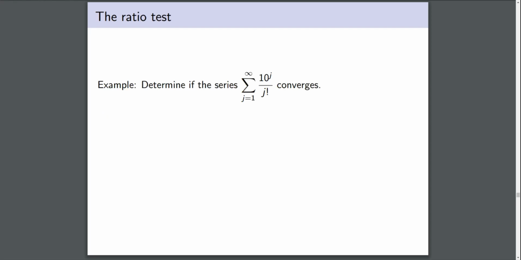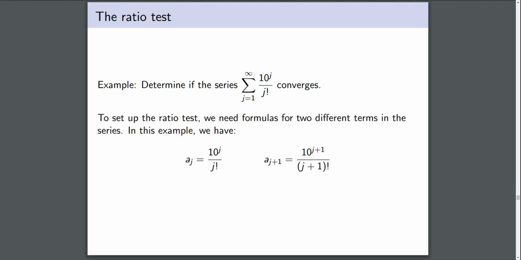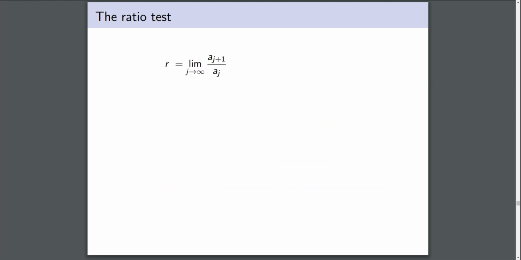Here's our first one. In order to set up the ratio test, we're going to need formulas for 2 terms in the series, 2 subsequent terms. In this example, we have on the left a formula for a sub j. On the right, we have the formula for a sub j plus 1. Notice that when we set up the factorial, we have to put the j plus 1 in parentheses. Now I'm going to plug these formulas into the limit that we're calculating, the ratio r.